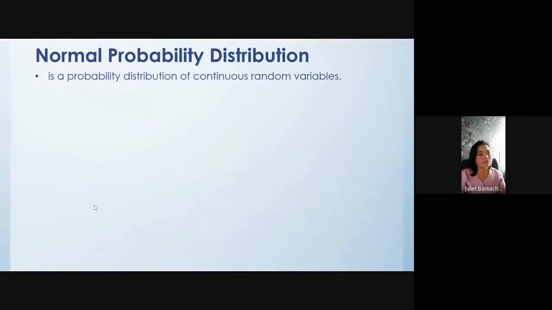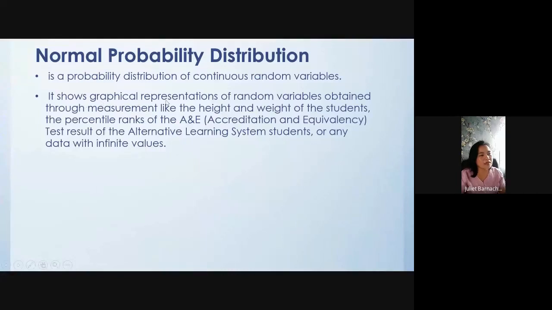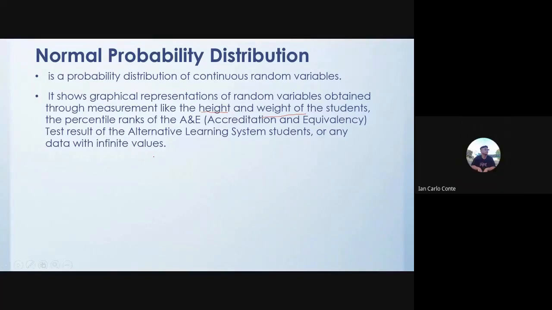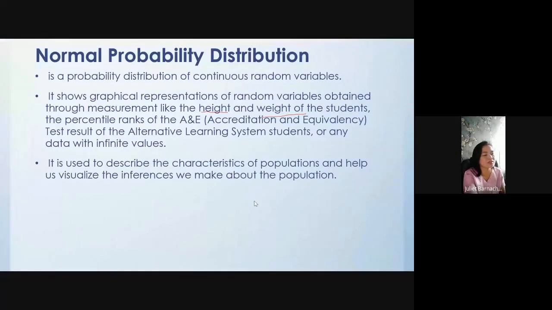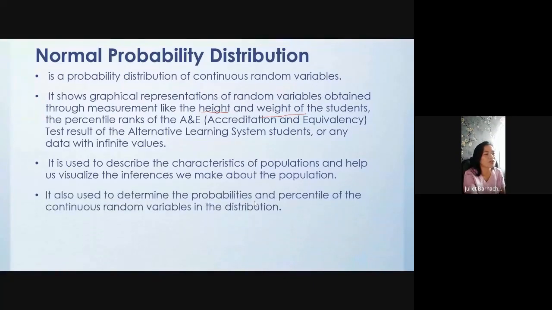So that's it. It shows graphical representations of random variables obtained through measurement, like the weights of the students, the percentile rank of the A&E or Accreditation and Equivalency test result of the ALS, or any data within infinite values. It is also used to describe the characteristics of populations and help us visualize the inferences we make about the population. It is also used to determine the probabilities and percentiles of the continuous random variables in the distribution.